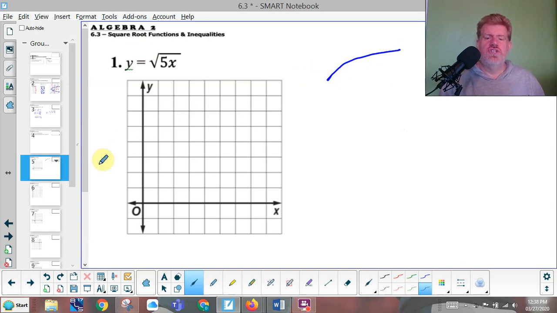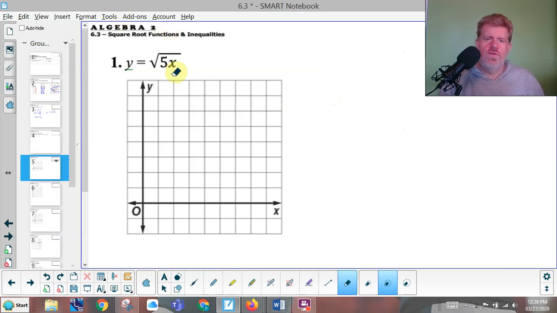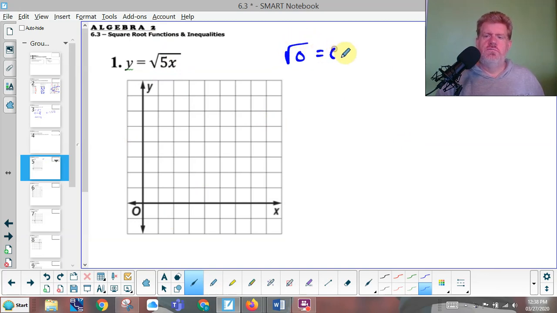So how do we make sure we do this graph? Here is my suggestion, okay? I like to start at 0. What would make this the square root of 0? Because what is the square root of 0? The square root of 0 is just 0. So what x value would make this equal to 0? So 5 times what would be 0? Well, 0. So 5 times 0 is 0. The square root of 0 is 0. This starts right here.